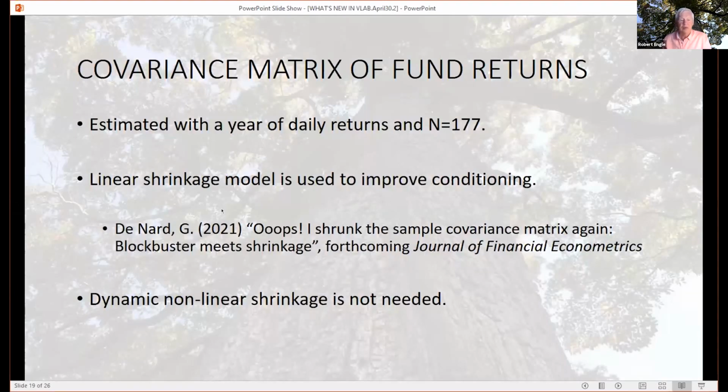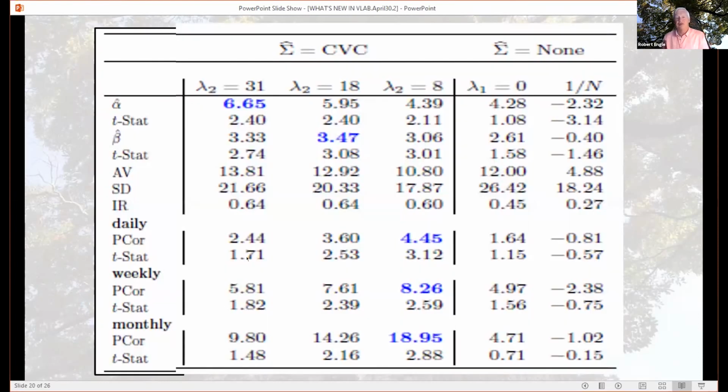In a way, the innovation here is being able to construct a covariance matrix of 177 assets using a year of daily returns. This is a very treacherous problem because covariance matrices are not well defined, but we're using a shrinkage estimator that our co-author has recently optimized to get a useful figure.